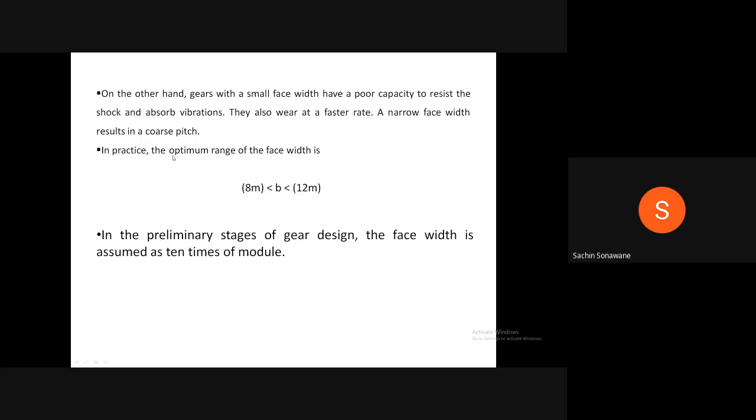In practice, the optimum range of the face width is 8 times module less than B less than 12 times module. Therefore, face width B should be equal to 8 times module to 12 times module. In the preliminary stages of gear design, the face width is assumed as 10 times module. Therefore, B is equal to 10 m. We have to assume this during preliminary stages of gear design.